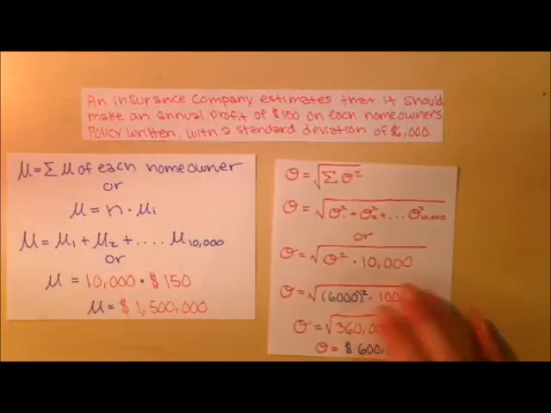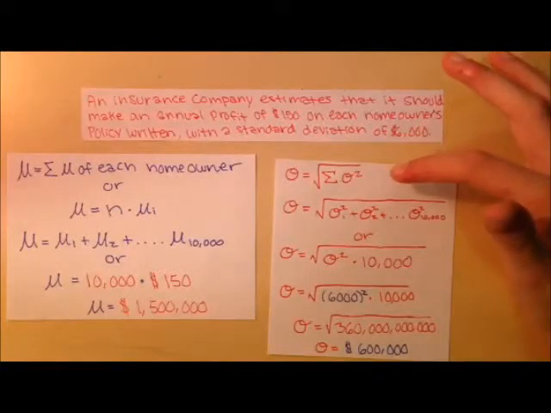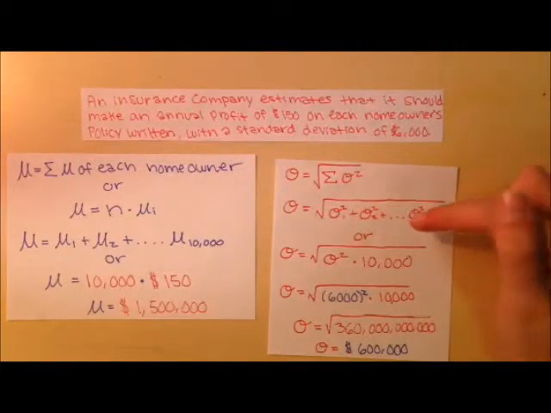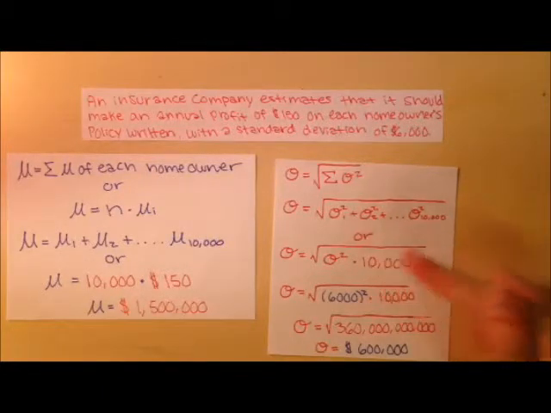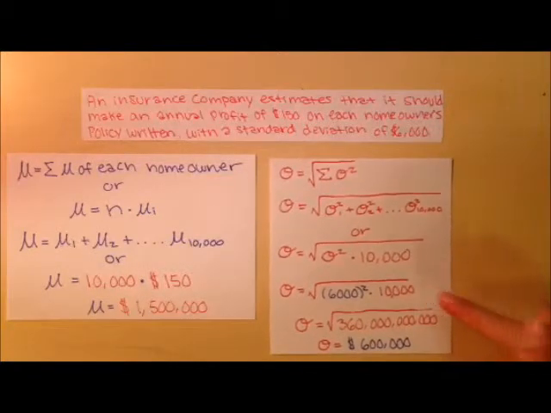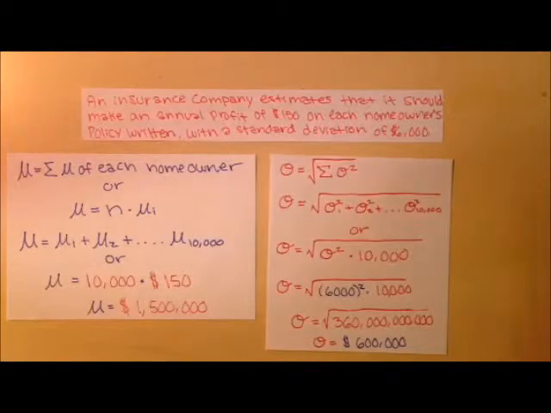Next, we can address standard deviation. We know our variance is the sum of our variances, with the square root taken at the end. We could add the same variance over and over 10,000 times, or we could take our variance of 6,000 squared and multiply it by 10,000. That gives us a standard deviation equal to the square root of 360 billion, which is a standard deviation of $600,000.